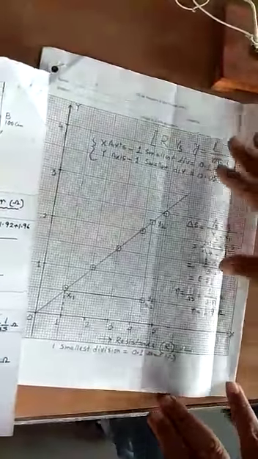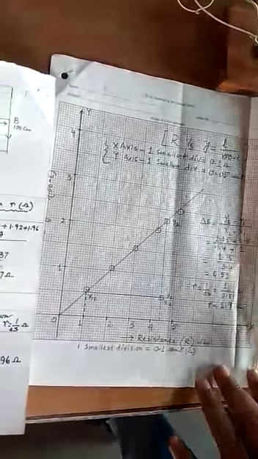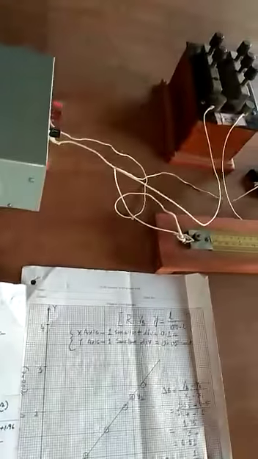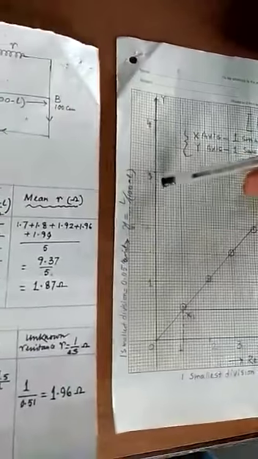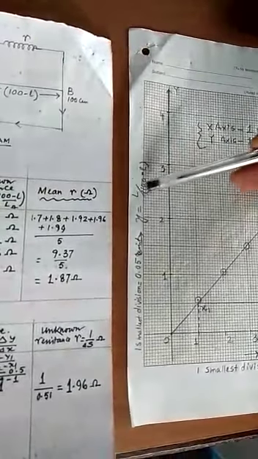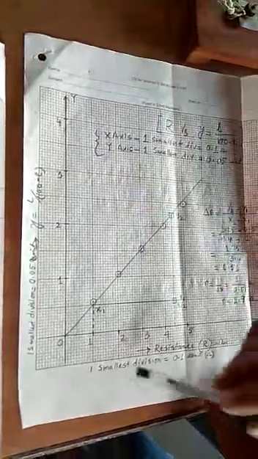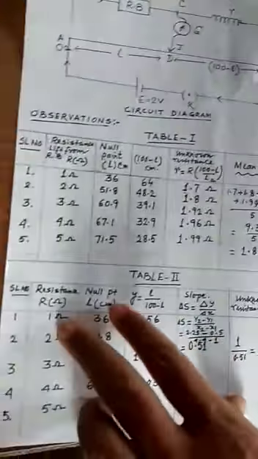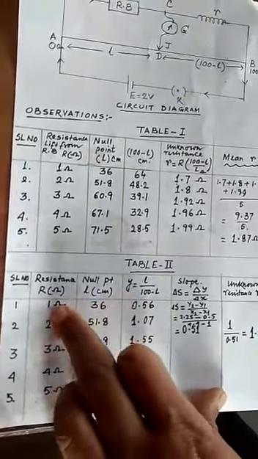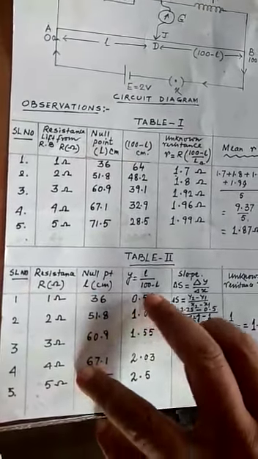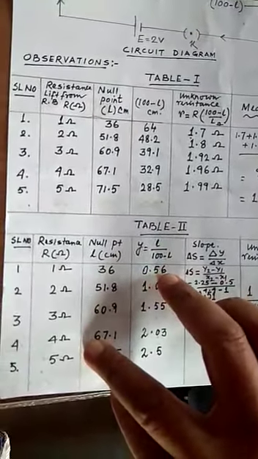this is the graph. Here I plot the value of R, the resistance lifted from the resistance box, on the x-axis, and this calculated parameter y equals l by 100 minus l on the y-axis. So in this table you see, for 1 ohm the calculated parameter y is 0.56.